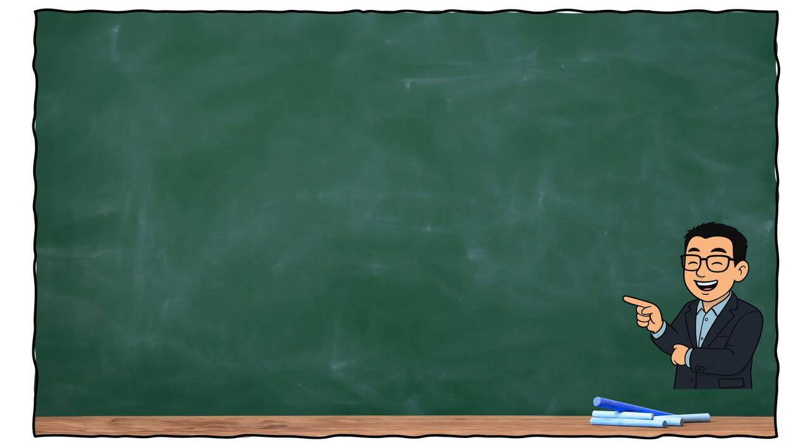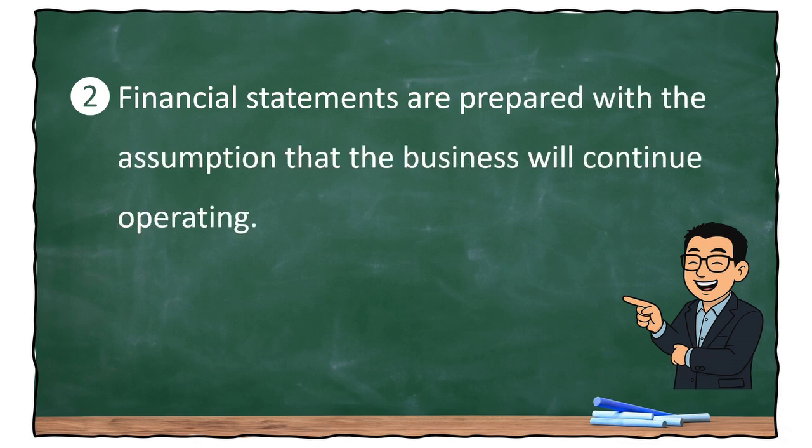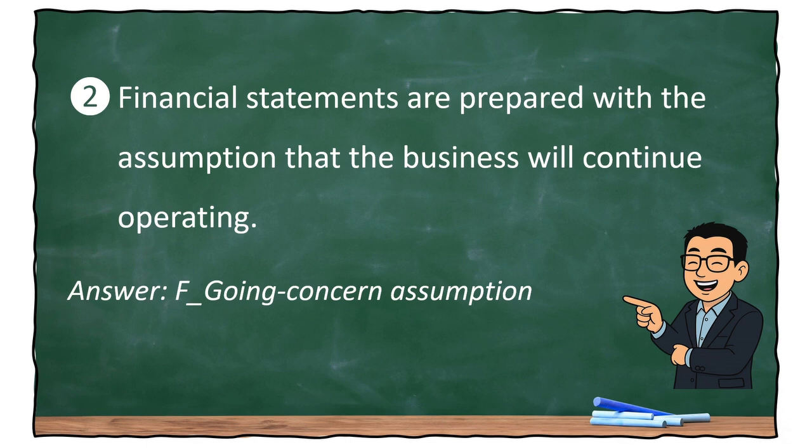Let's look at number 2. Financial statements are prepared with the assumption that the business will continue operating. The answer is F. Going concern assumption. This assumes the business won't be liquidated soon, so assets and liabilities are recorded accordingly.